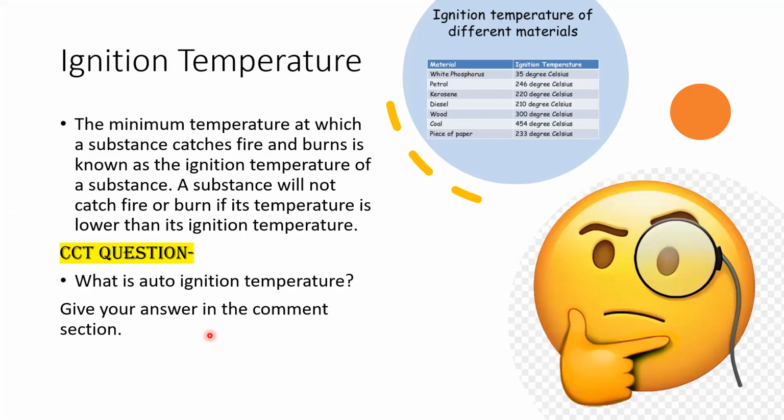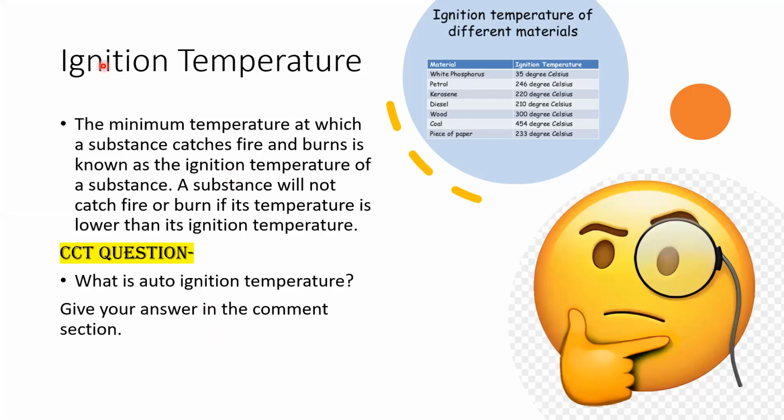Now the second factor, which is essential for creating fire, is the heat. We have studied in class 7th that degree of hotness of an object is known as its temperature. So this is how heat and temperature are related with each other. This temperature can be measured by a device called thermometer.